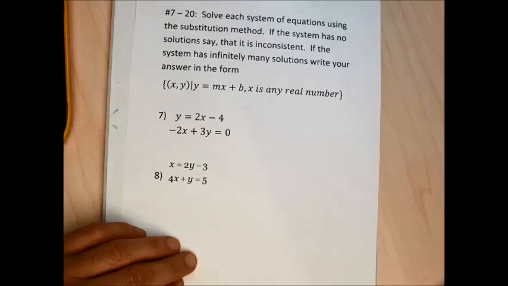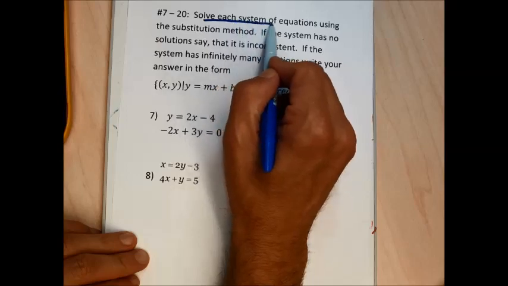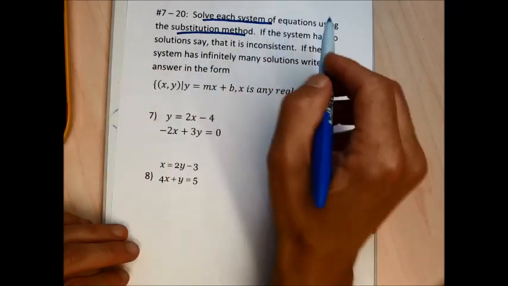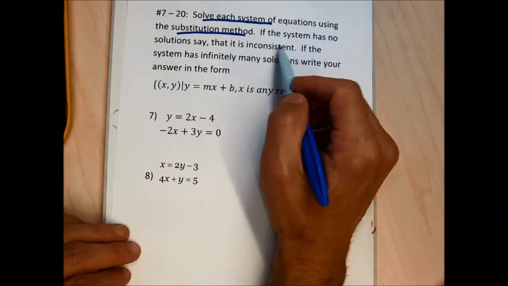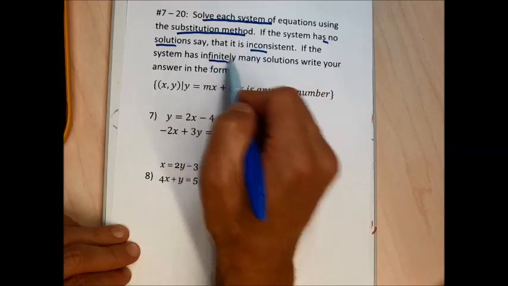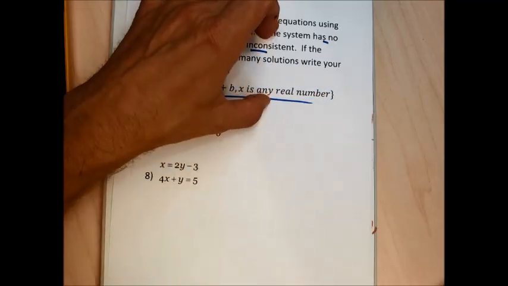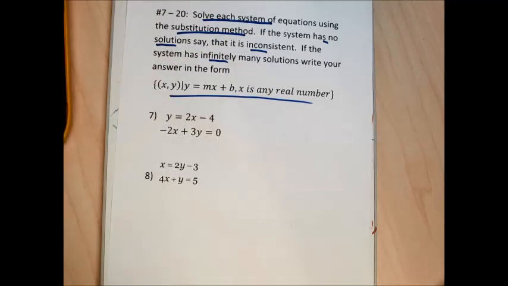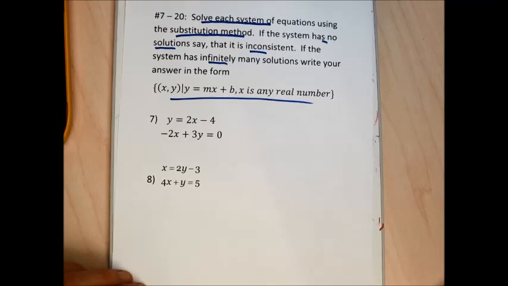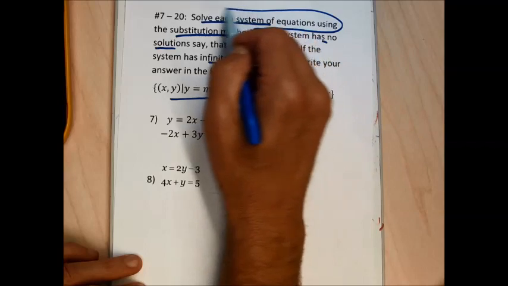So for problems 7 through 20, the instructions say solve the system of equations using the substitution method. And then it makes a comment saying if the system has no solutions, say that it's inconsistent. And if it has infinitely many solutions, write your answer in this fancy form. The second and third sentence, I will get to those, explaining those as it's needed, but right now it's not needed. First, we need to learn how to solve a system of equations using the substitution method.